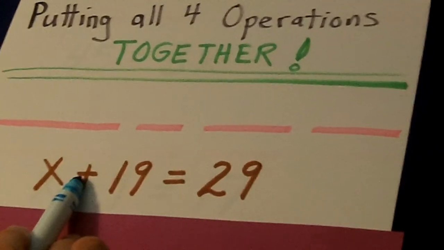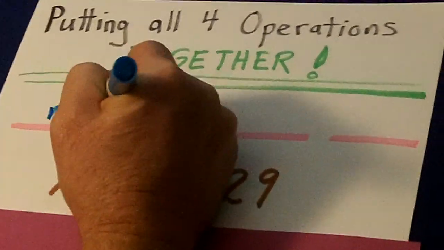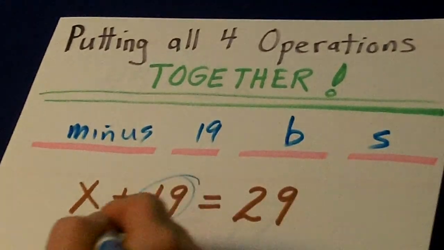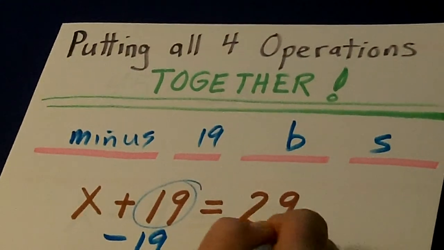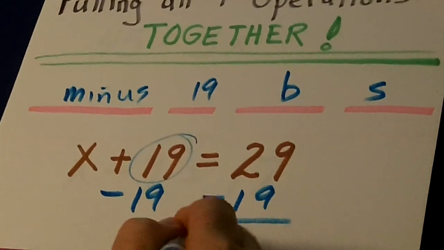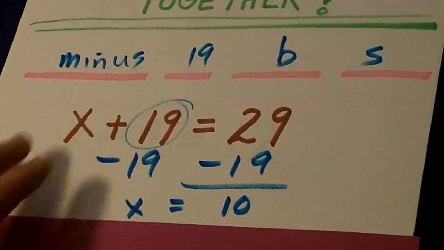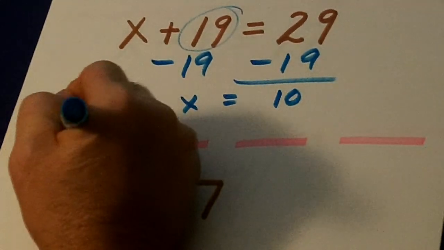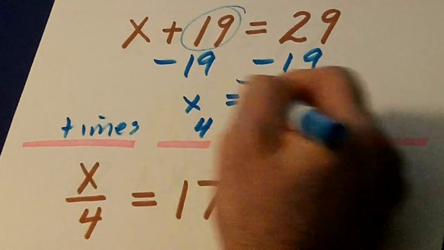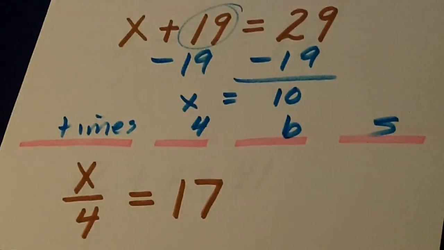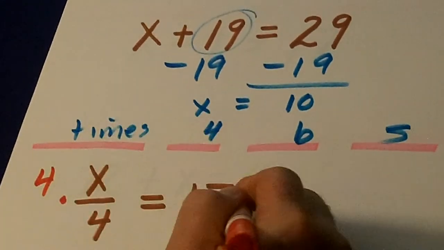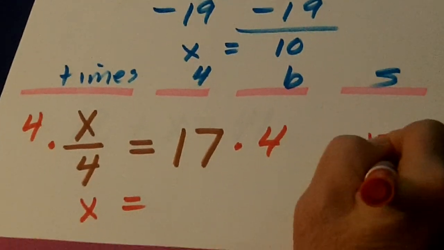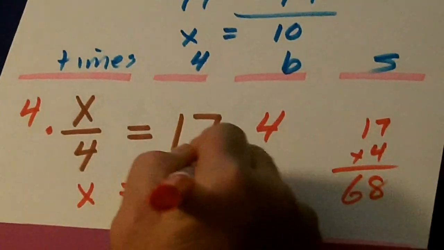We do the inverse of plus, which is minus. Then we bring up that number, minus 19, both sides. X equals 10. Pretty easy, okay? Now, x divided by 4, so times 4 both sides. X equals 17 times 4 is 68.